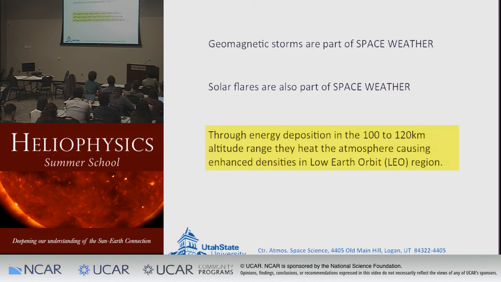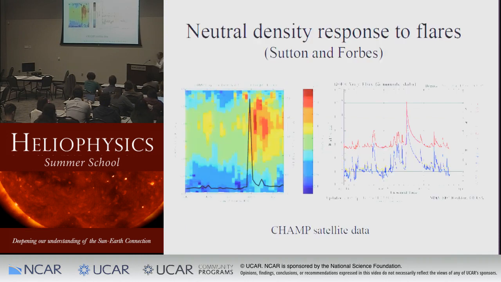But both of them end up depositing their energy at 100 to 120 kilometers. As a consequence, the atmosphere above, in what's called the low Earth orbit region, is modified. And there is this one really nice example. This time it's from that Chapman satellite again, which measures the density. And here we have latitude going equatorward, northern hemisphere, southern hemisphere. We're at 400 kilometers, and it's several days.